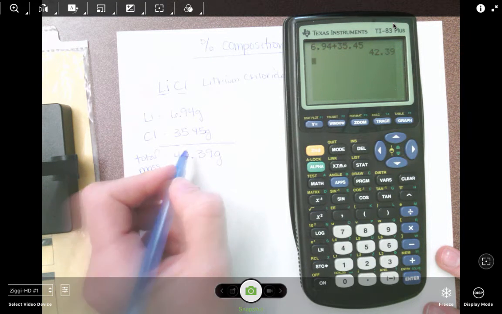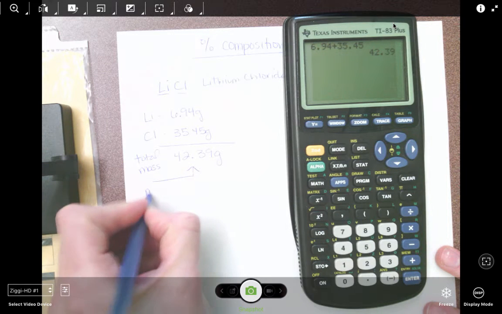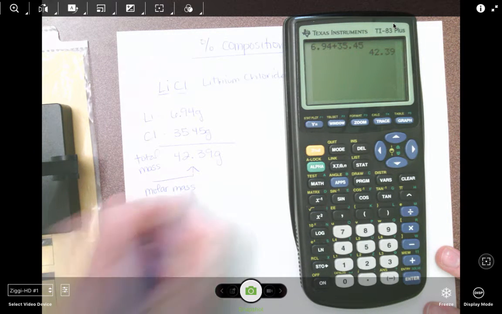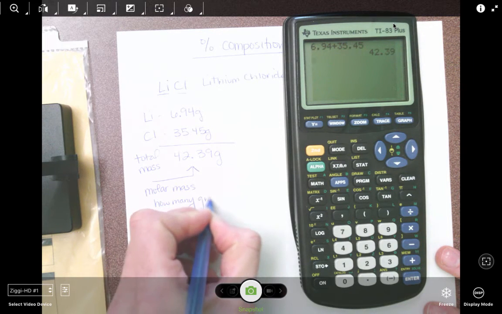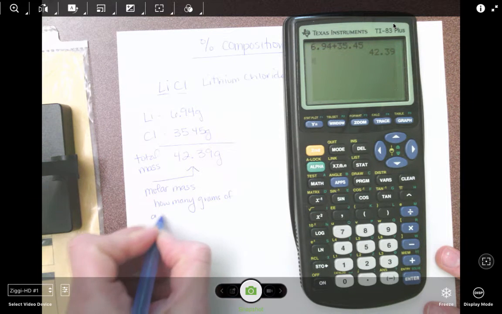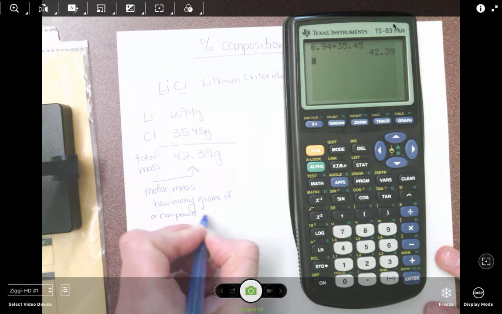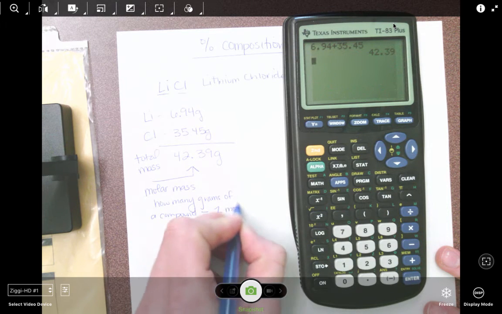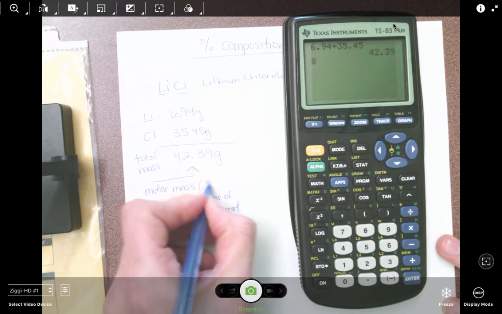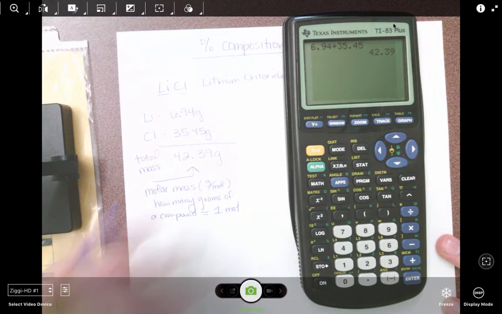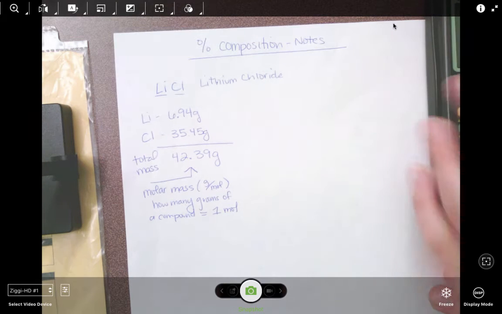Okay, so now we have a total mass of lithium chloride. This total mass is called the molar mass. The molar mass is how many grams of a compound are equal to 1 mole. We talked about the mole last semester. We're going to be bringing that back. The mole is a conversion factor, and in order to convert from grams to moles, you would need the molar mass of a compound, and the units on that are grams divided by the moles. Okay, so that's just a quick little side note.